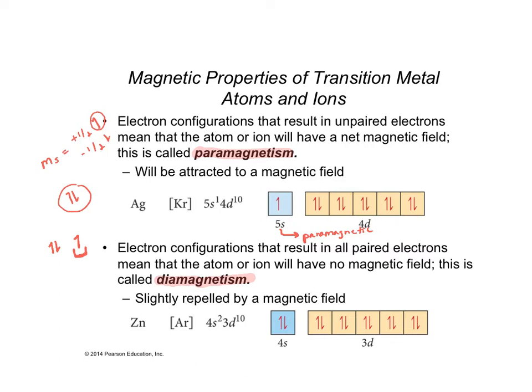So paramagnetic versus diamagnetic. Zinc is a good example of a diamagnetic atom. And so instead of being attracted, they are actually slightly repelled by a magnetic field. They don't really interact with the magnetic field because, overall, all of their spins are paired and they do not have a net magnetic moment. Okay, so just 2 more vocabulary words to be aware of.